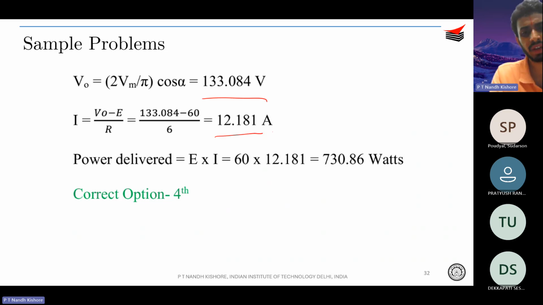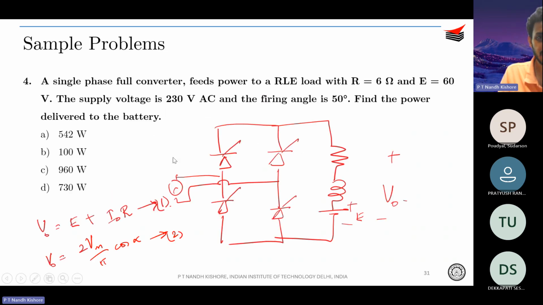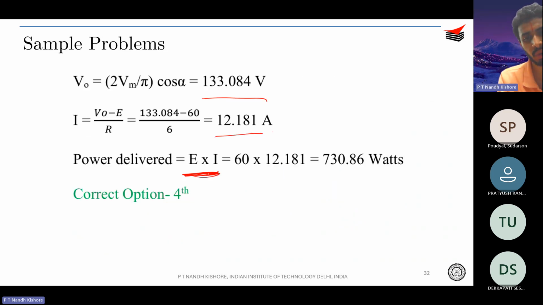So the power delivered is the battery voltage into the current, because the question is about the battery, right? Find the power delivered to the battery. So the battery voltage into current. Okay, so that's what they have done, E into I. So this is pretty much simple.